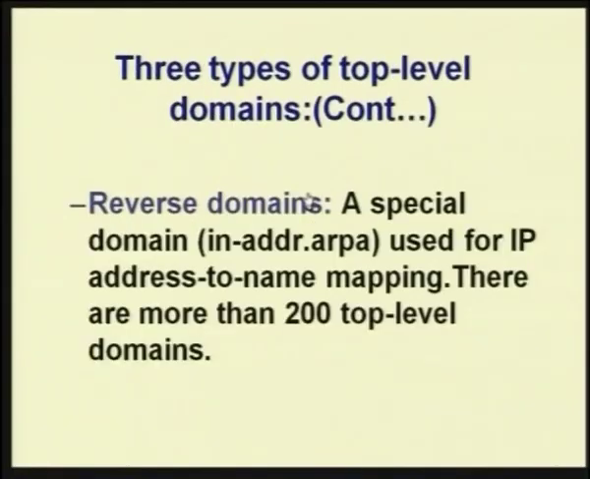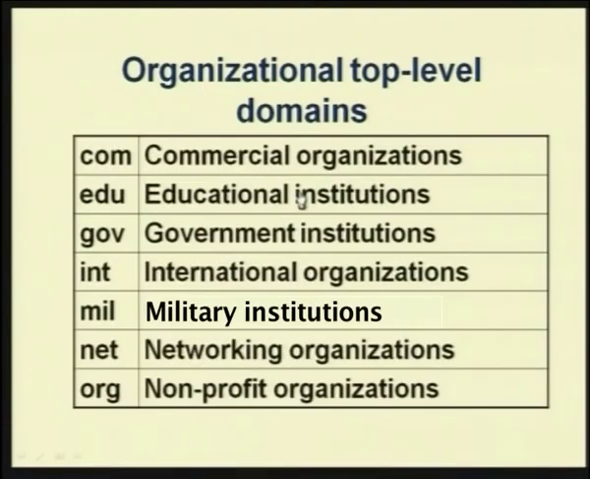Now, if you look at the organizational top domains, as I just said, COM refers to commercial organizations, EDU refers to educational institutions, GOV is used for government institutions, INT for international organizations, MIL for military institutions, NET for networking organizations, and ORG for non-profit organizations.